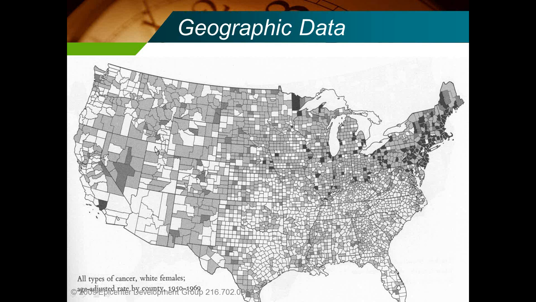Here's another type of chart. This is statistical data showing types of cancer for white females between 1950 and 1969. And again, it's a way of showing geographic data that maybe helps you visually see where there might be trends. You can see clearly there's higher amounts of cancer in certain areas than others.